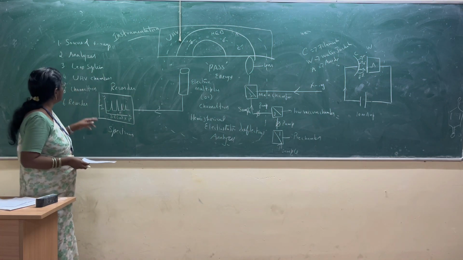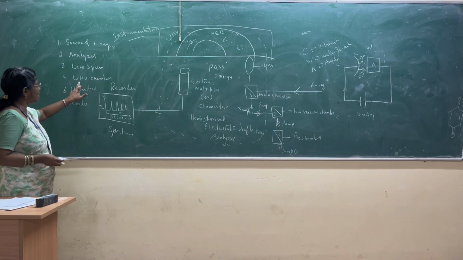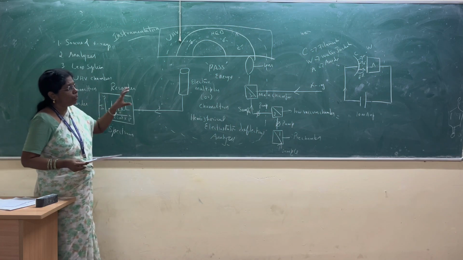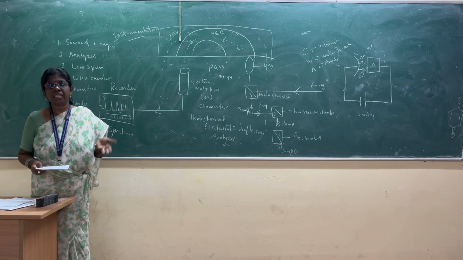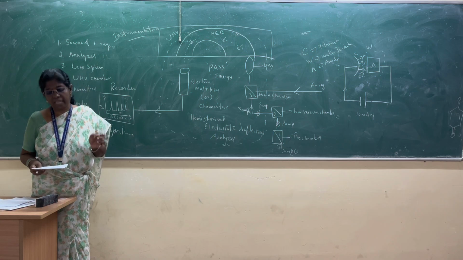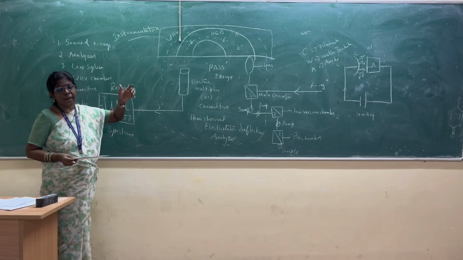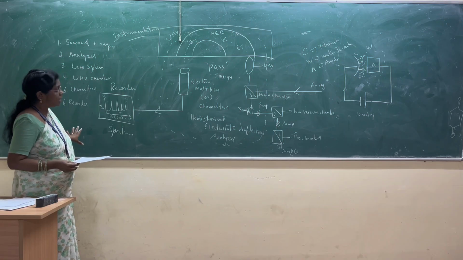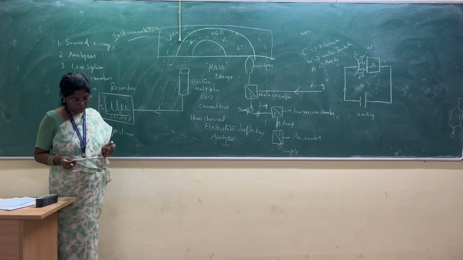And the next one is the UHV chamber. What is the expansion of UHV? Ultra high vacuum chamber. In this chamber, a vacuum environment is maintained to reduce or eliminate the surface contamination of the sample. So it's called UHV, ultra high vacuum.